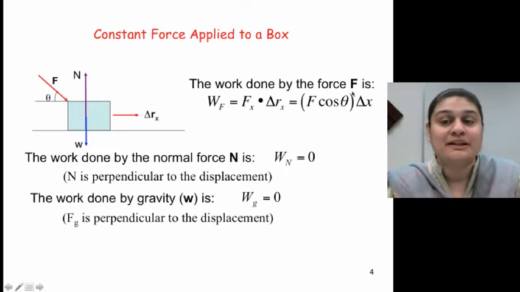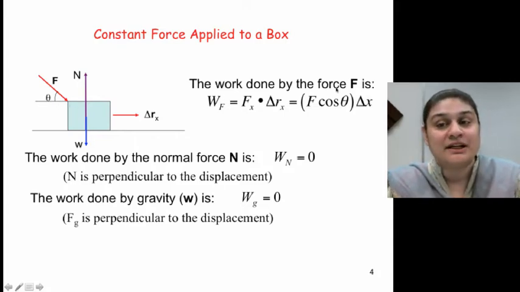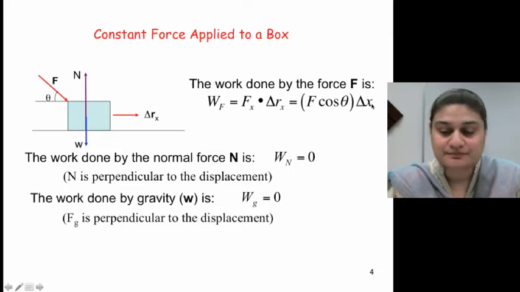However, the applied force F has two components, one along the x-axis and one along the y-axis, as shown here. Only the component along the x-axis is the one we are concerned about. If I draw the vectors head to tail, one pointing downwards gives me Fy, and one pointing this way gives me Fx. So the work done by the force F is F dot dr, which is F cosine theta delta x.